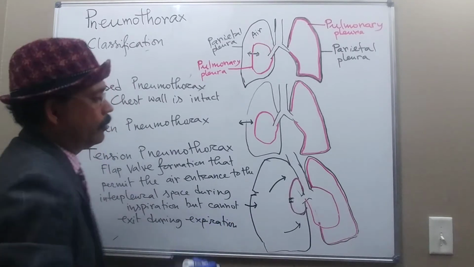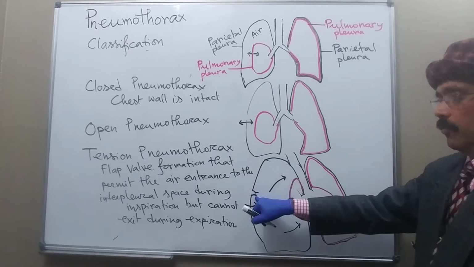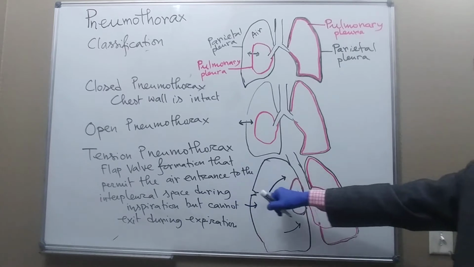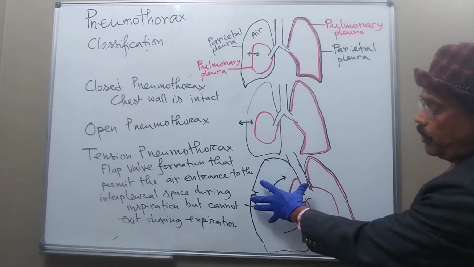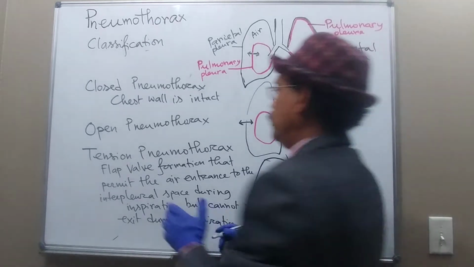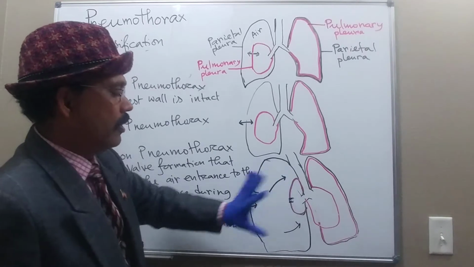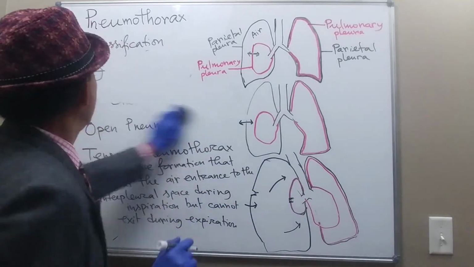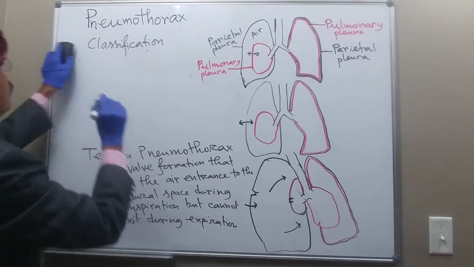So there may be a flap valve formation, maybe here, maybe there, so air is getting in and getting in, and the air is expanded, and this is tension pneumothorax. The tension will increase. There will be hemodynamic instability. So we have to know about tension pneumothorax.